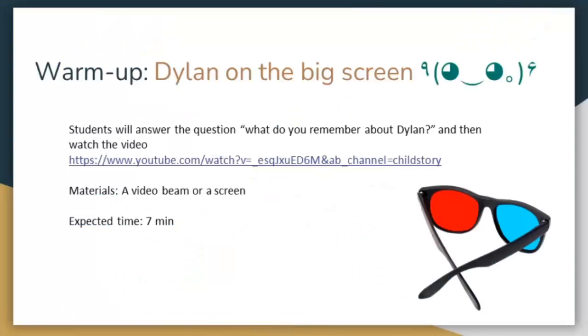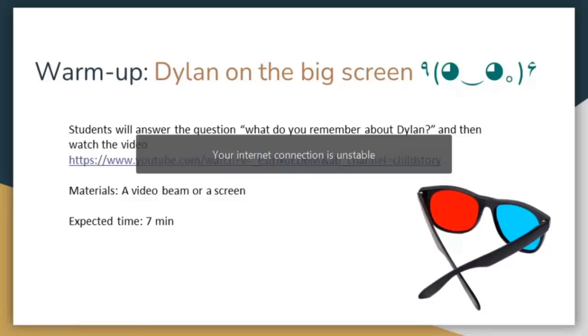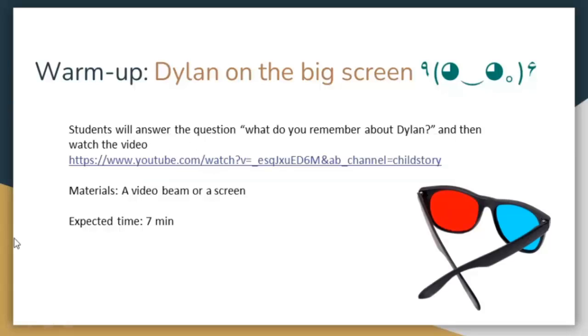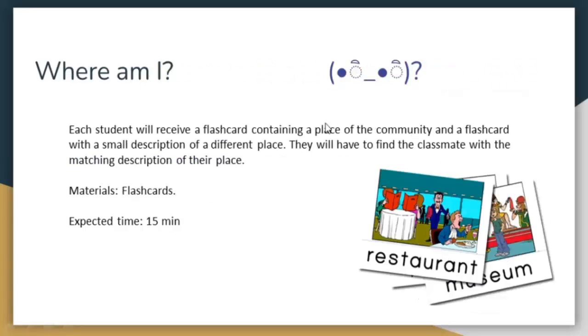For the warm-up for this class number 2, the name of the warm-up is Dylan on the big screen, and students will watch the video which link is here, but before they will be asked what they remember about Dylan, so that they can refresh all this information about the reading. The materials are a video or a screen, and the expected time, since the video is not that long, is just 7 minutes.